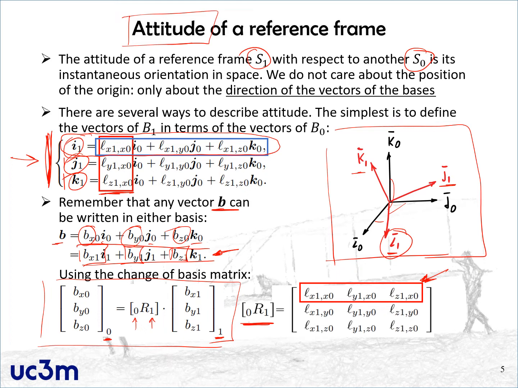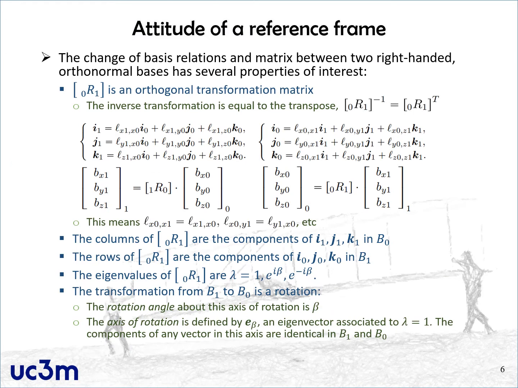This is the matrix that you have to use if you want to use matrix notation to transform components from one basis to another. We can say a number of things of interest about these change of basis matrices, and they have to do with the fact that we are using only right-handed orthonormal vector bases. All right. Whenever we use this type of vector basis only, the matrix that relates the two bases is an orthogonal matrix, okay? And these matrices have a lot of interesting properties. The most important one is that the transpose is the inverse, okay?